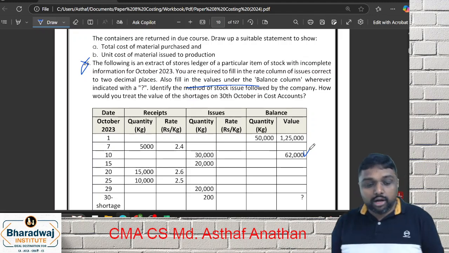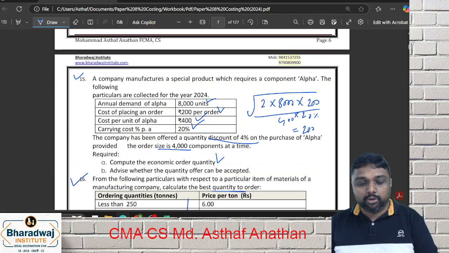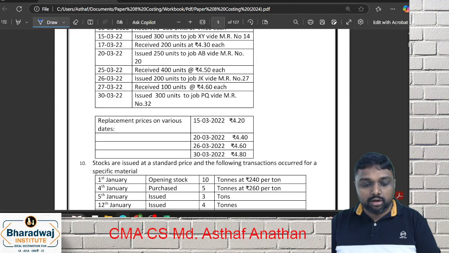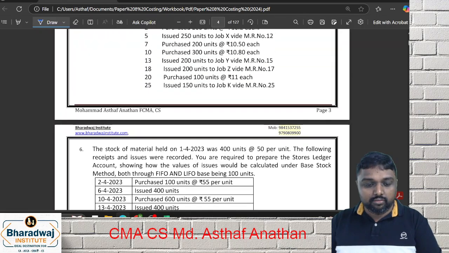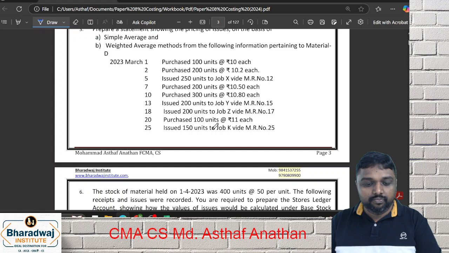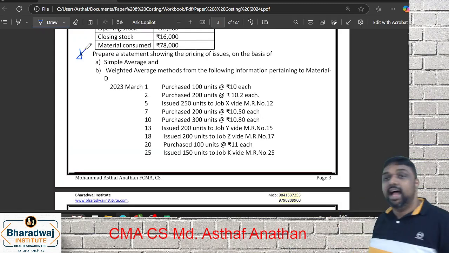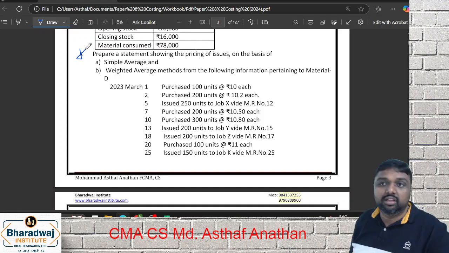Sir, if I want to recall simple average and weighted average, which is the best question? In the beginning, we had one question. I'll show you. This is the best question you can revise for simple average and weighted average. Here, see this question number 5. We have to compute simple average and weighted average. This will come very, very often.